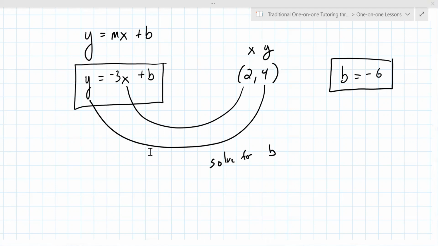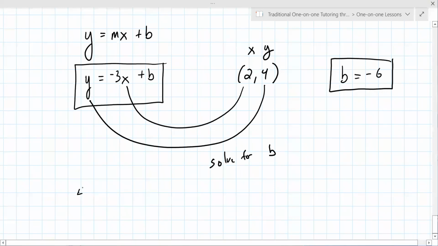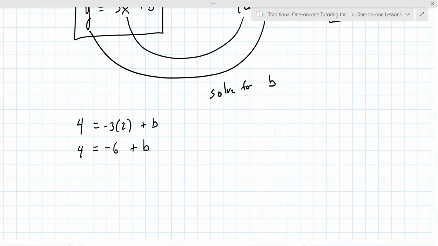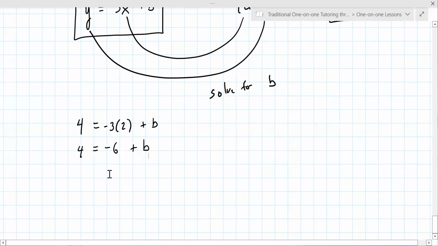All right, Sourish, are you ready to work on this problem with me? You're going to put the value of 4 in for y and 2 in for x. Minus 3 times 2 is minus 6. You told me that, but you didn't write any of this down. So what is the value of b? How do you get B by itself? Negative six turning into positive six. So you're going to add 6 to both sides of the equation. So what does B equal? B equals 10. Good.